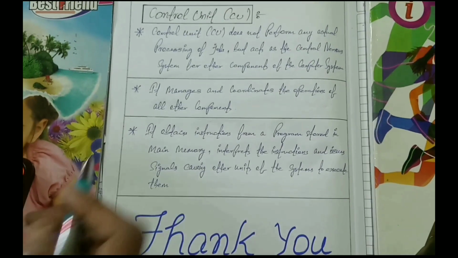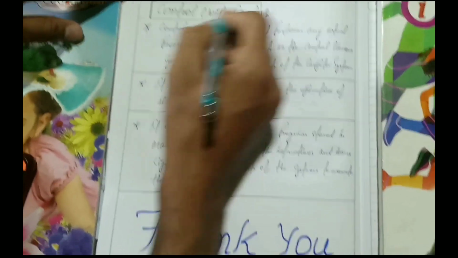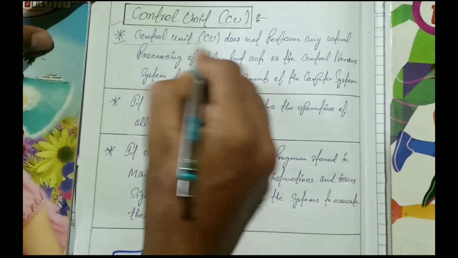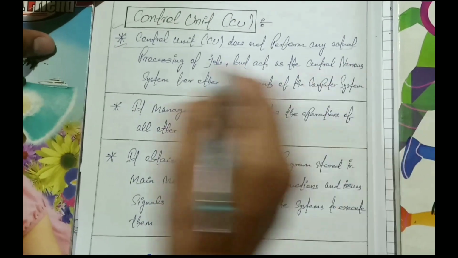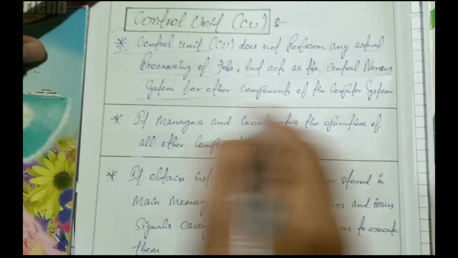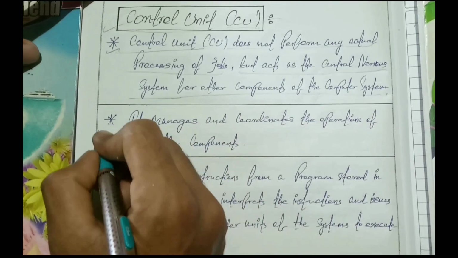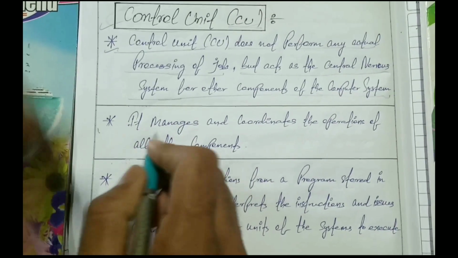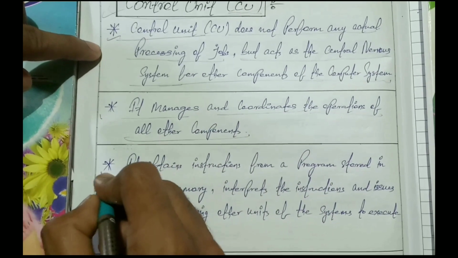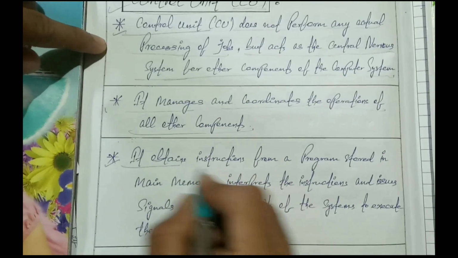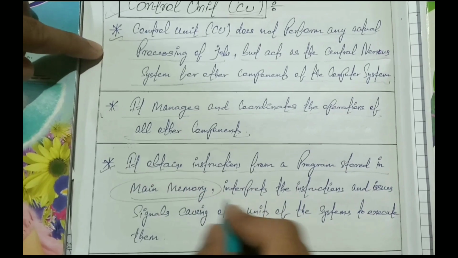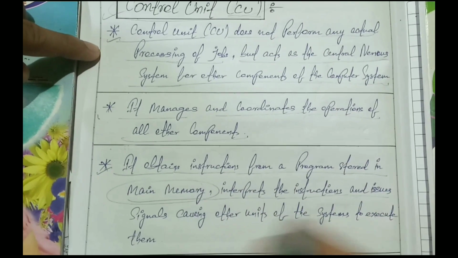Data may move back and forth several times between primary storage and ALU before processing of the job is over. Now, the control unit, CU. The control unit does not perform any actual processing of jobs but acts as the central nervous system for other components of the computer system. It manages and coordinates the operations of all other components. It obtains instructions from a program stored in main memory, interprets the instructions and issues signals causing other units of the system to execute them.